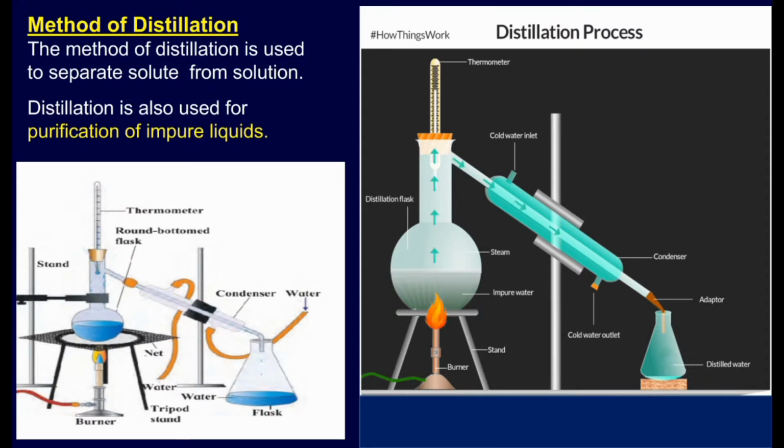form water. Thus, the drops falling into the conical flask are of the water from the salt solution in the round bottom flask. Salt remains behind at the bottom of the round bottom flask when all the water has collected in the conical flask. This method is called distillation. Distillation is also used for purification of impure liquids.